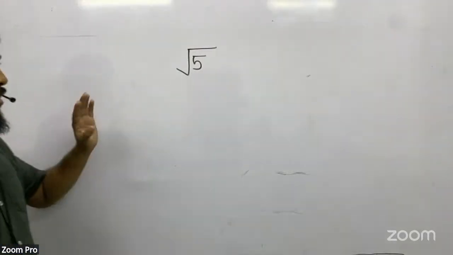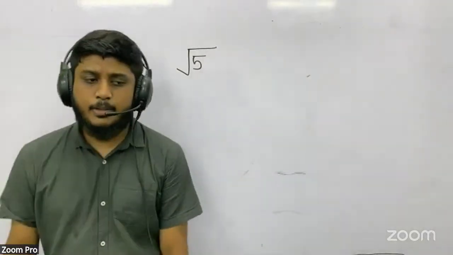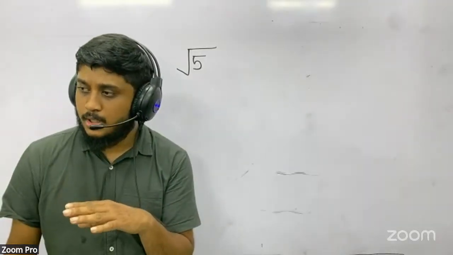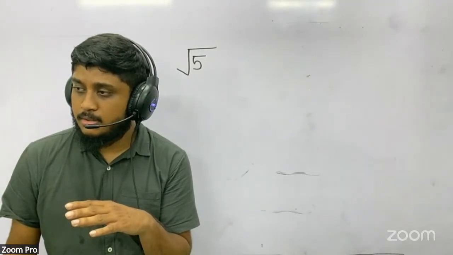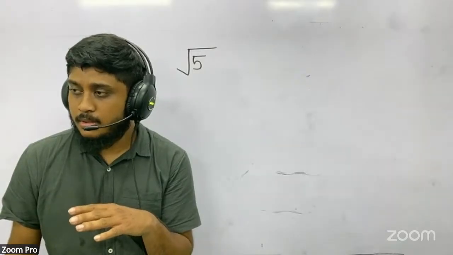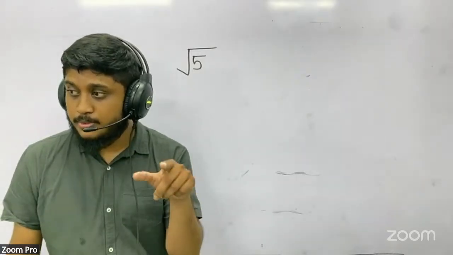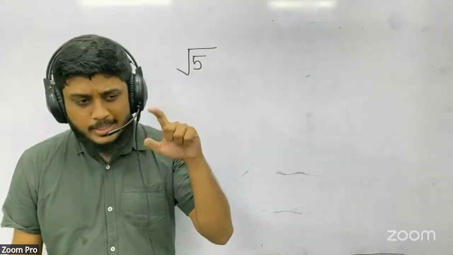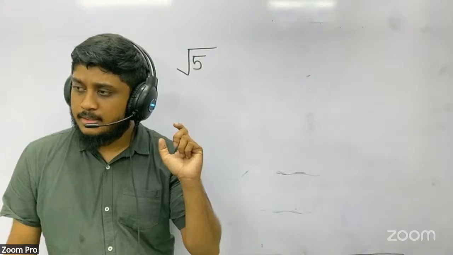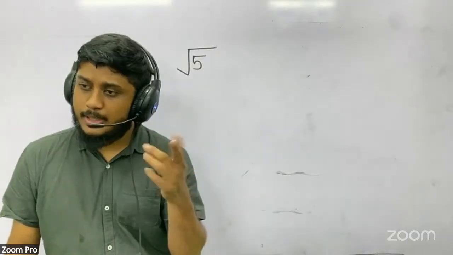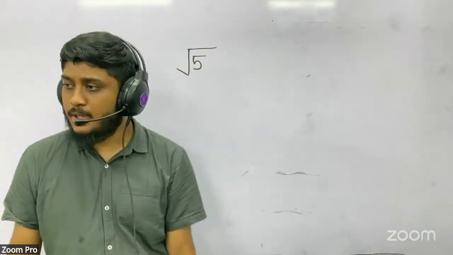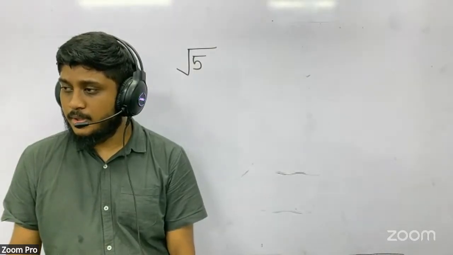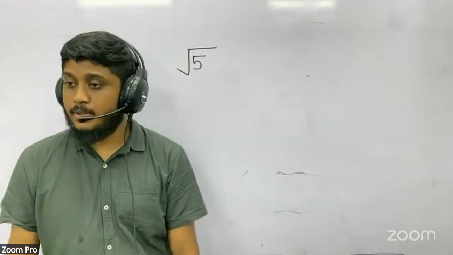Now, square root 5, can we tell a direct value? If we ask how much is square root 4, you will tell how much? 2. How much is square root 9? 3. But can you tell an exact value for square root 5? You can't. Carefully listen to what you should do.